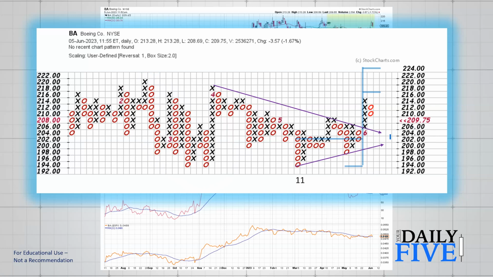So the 2-point scale, and then 1 box reversal method, which you can see here, and you set that in your point and figure toolbox.